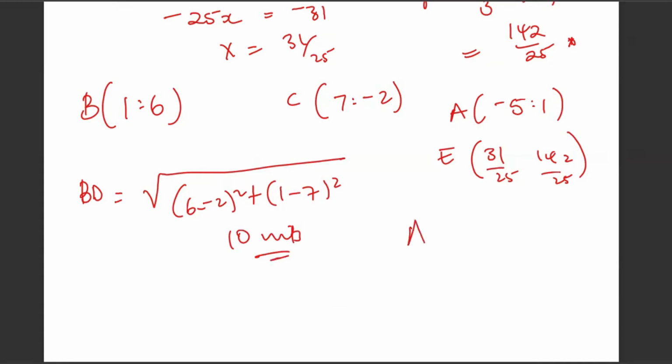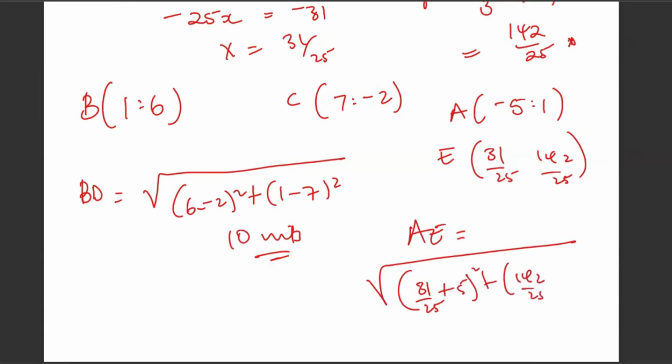Okay. And then our AE, we do the same thing. It's going to be 31 over 25 plus 5 squared, and then 142 over 25 minus 1 squared. Okay, minus minus gives us a positive. So 31 over 25, we are plusing 5 and then squaring it. And then plus, we have 142 over 25, we are subtracting a 1 and then we're squaring that. So the answer we're getting is just 7.8 units.